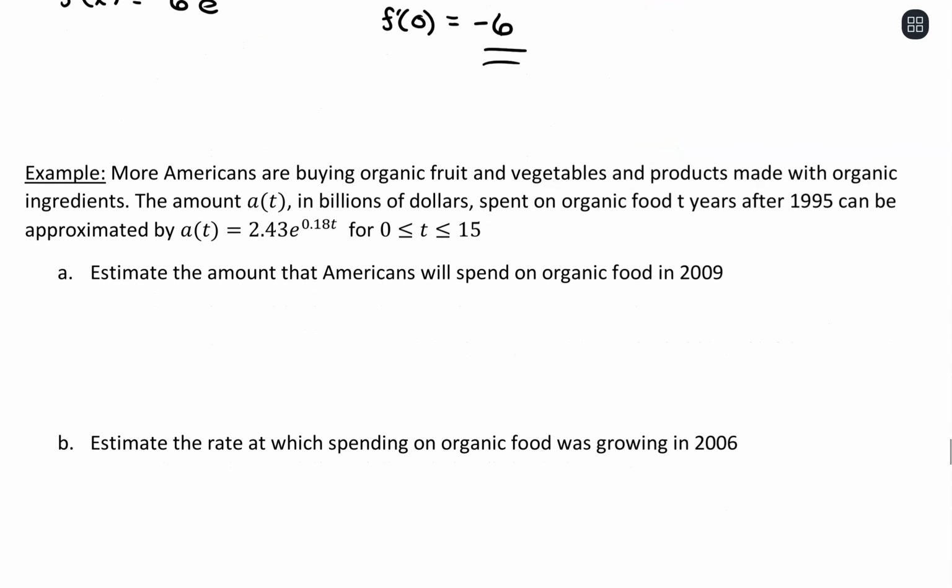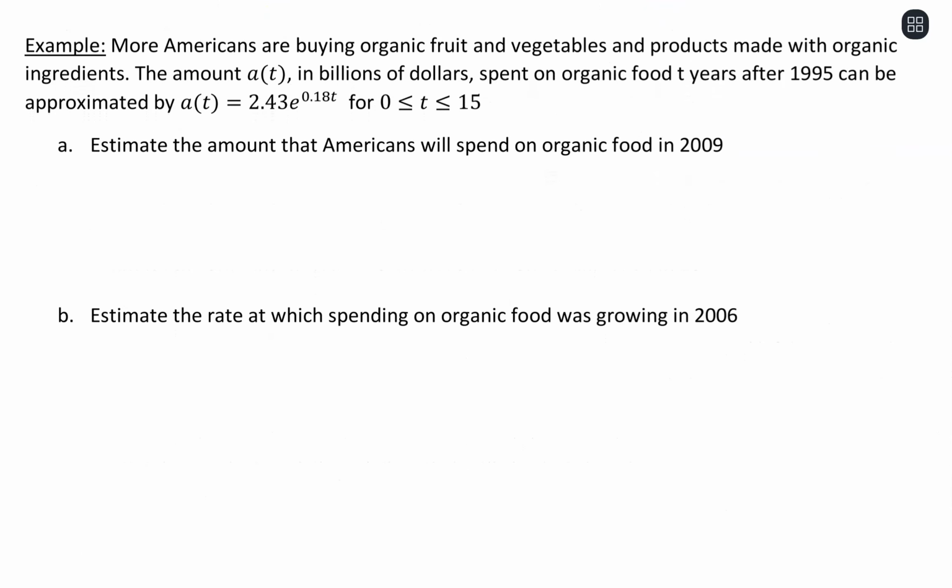All right, let's take a look at a word problem. So buying organic fruit and vegetables, we have the amount in billions of dollars spent on organic food, and then t is in years after 1995. So we have this exponential function of 2.43 times e to the 0.18t, and we're just using years 0 to 15. So estimate the amount that Americans will spend on organic food in 2009.